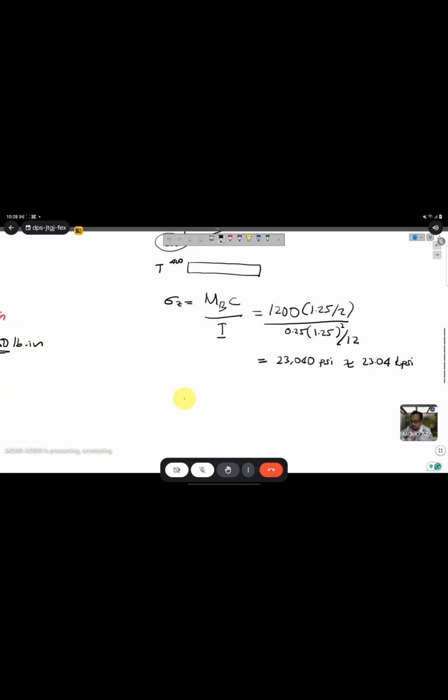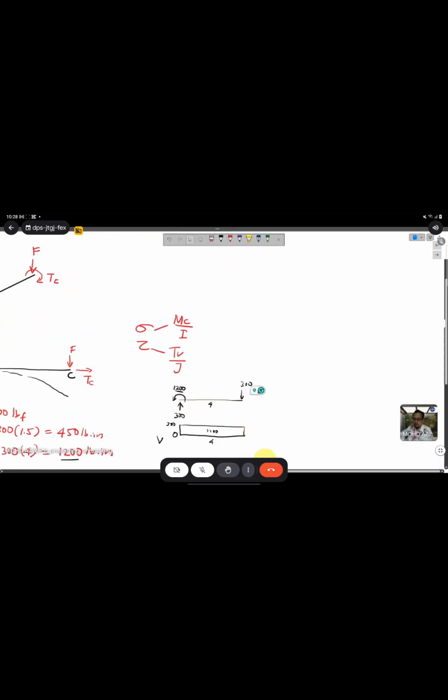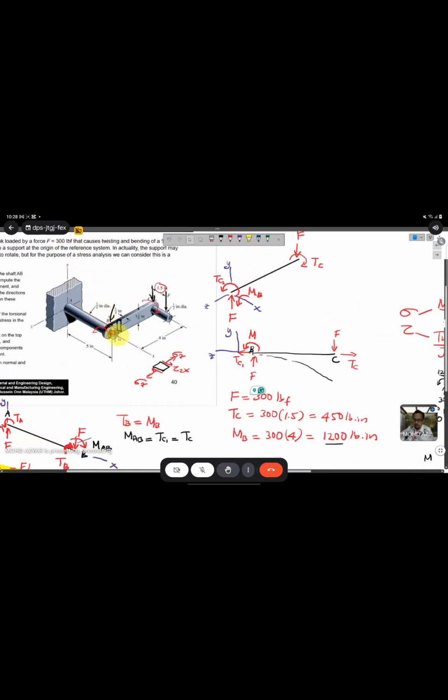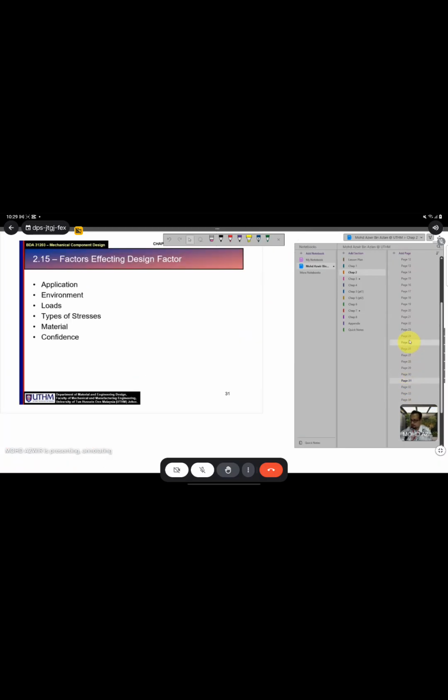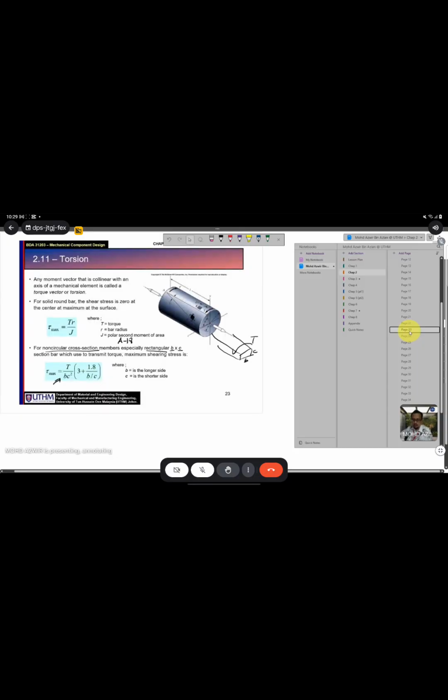Then for the torsion, tau xz. Because this one is not a circular cross section, this one is a rectangle, so you need to use the previous equation to calculate torsion. Which slide was it? Okay, this one.